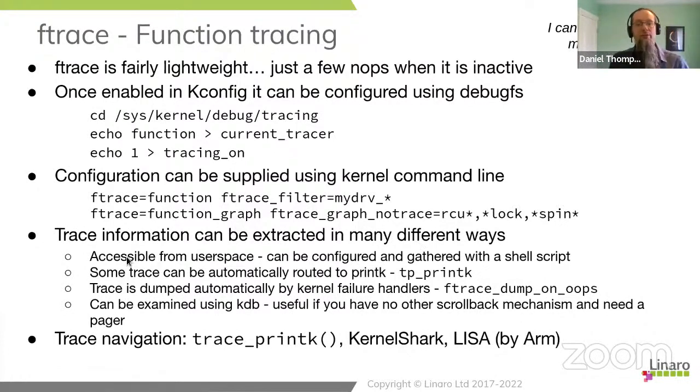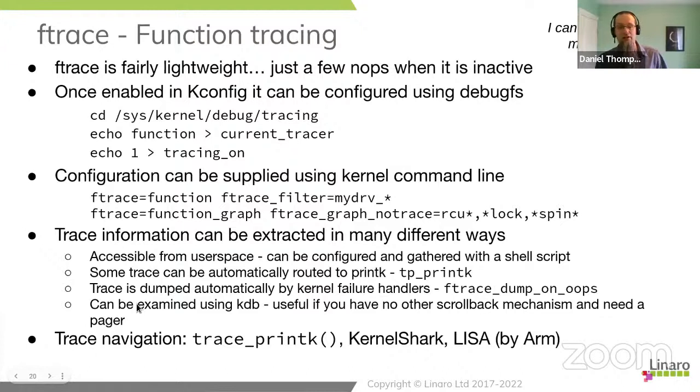So we can extract trace information in lots of different ways. It's accessible to user space. You can arrange for parts of the trace to be passed to printk. That will have huge performance costs, and it can only work with trace points. You can't do that with function tracing, but you can do trace points and output them. You can arrange them to automatically dump on oops, so if something's internally gone wrong, it can dump them out. And you can use things like KDB.